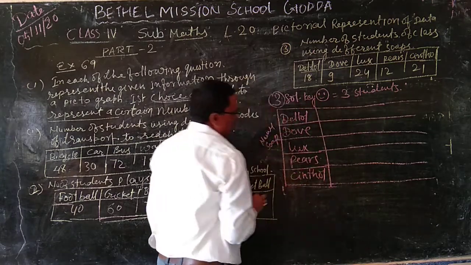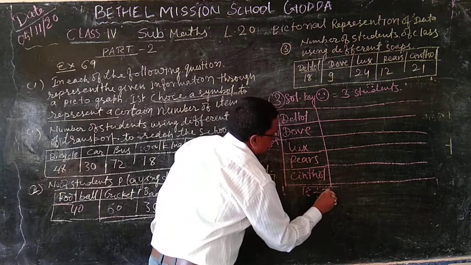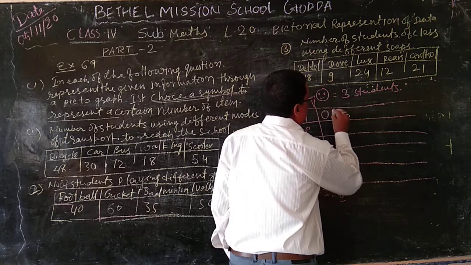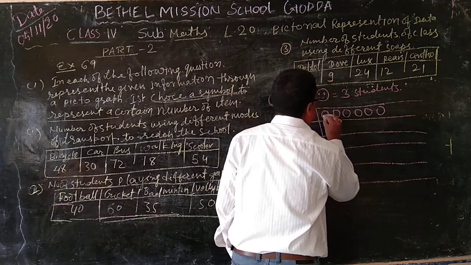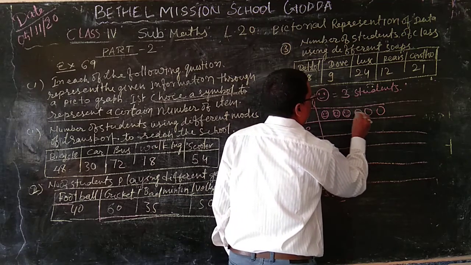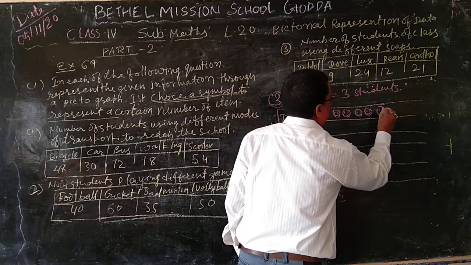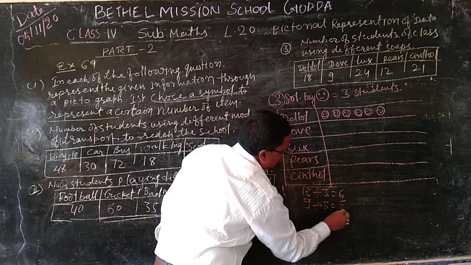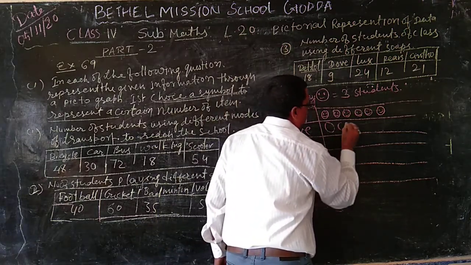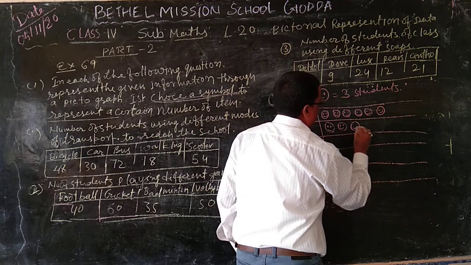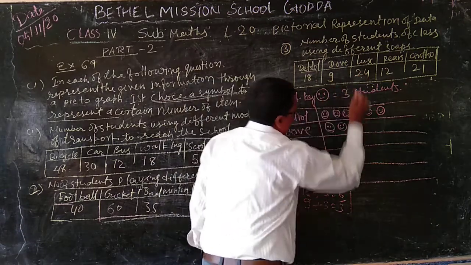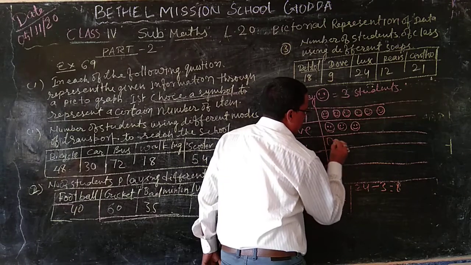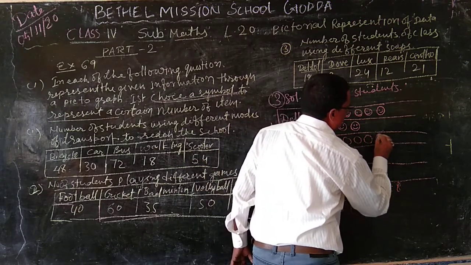So rough work here: 18 divided by 3, how many? 6. 18 divided by 3 equals 6. So you can make 6 pictures like this: 4, 5, 6. Next, Dove. So 9 divided by 3 equals 3. So here make 3 pictures, 2, 3. Next is Lux, 24 divided by 3, 8. How many pictures make? 8. 1, 2, 3, 4, 5, 6, 7, 8.